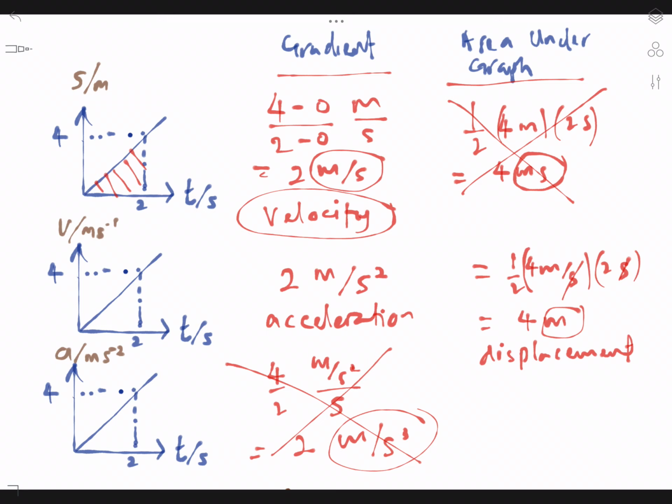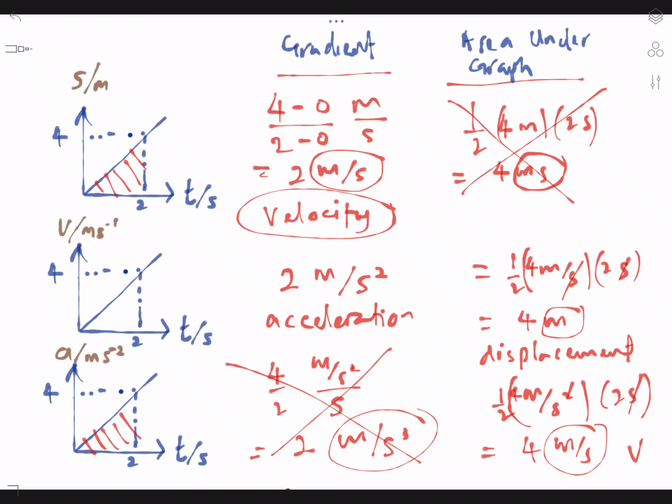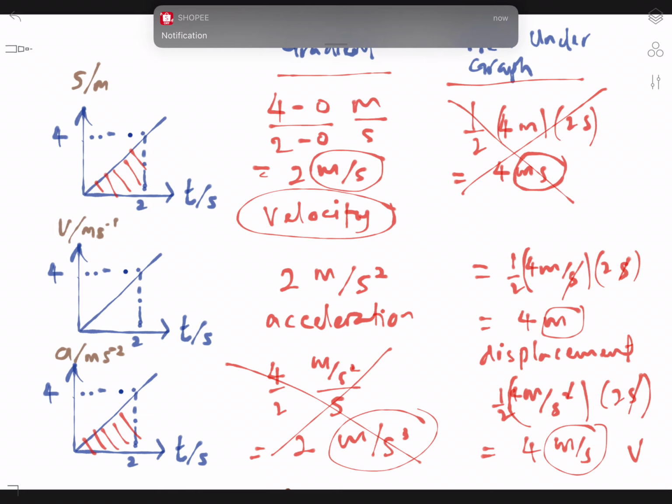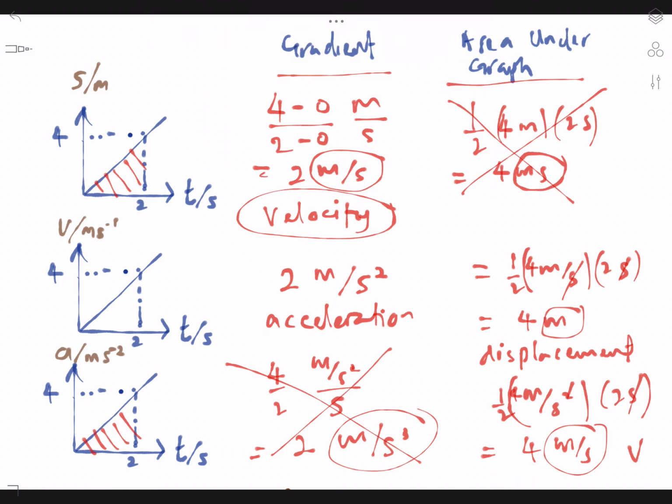And the area under the graph for the AT graph, it is half, 4 meter per second squared, multiplied by 2 seconds. So you can cancel this one. So you get here 4 meter per second. So this is the unit for velocity v. So that is how we recognize what are the quantities represented by gradient and area under the graph for each of the graphs here.